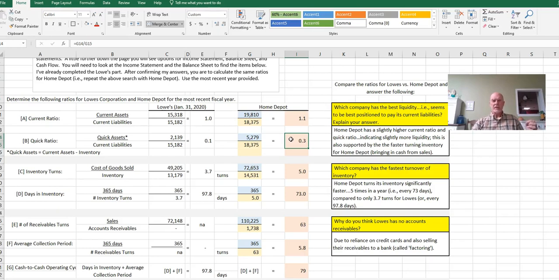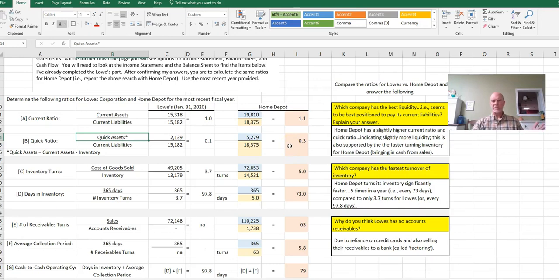And of course, this is just a static look. In addition to the quick assets, we've got new cash coming in as sales are generated. But it's just a sort of a cutout in time, a cross-section of time, just looking to see how well positioned we are. So it looks like Home Depot has a little more liquidity as we look at these measures.